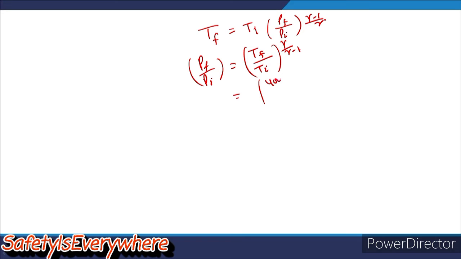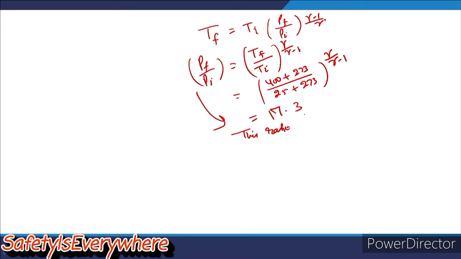So 400 plus 273 divided by 25, because we have assumed 25 degrees Celsius, 273, gamma upon gamma minus 1, which is coming out to be 17.3. So this ratio represents an output pressure of 17.3 into 1 atmosphere, that is 17.3 atmosphere.